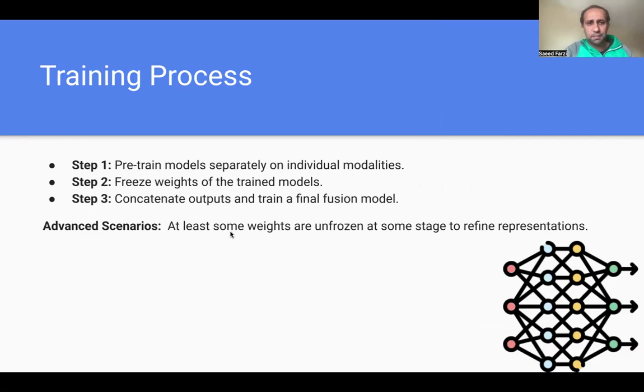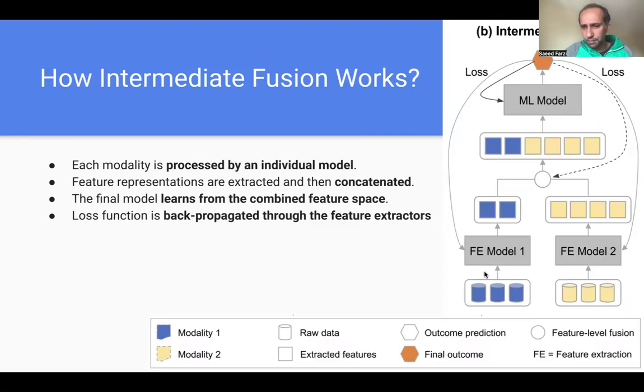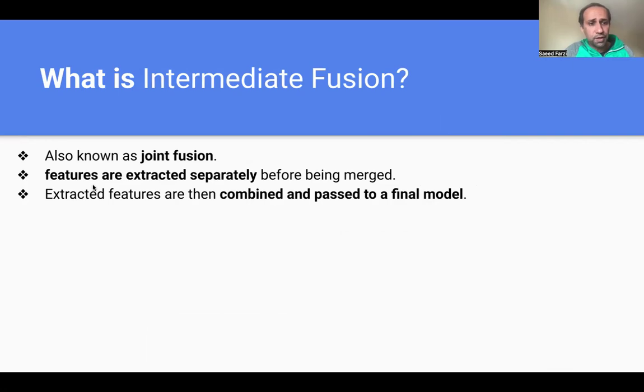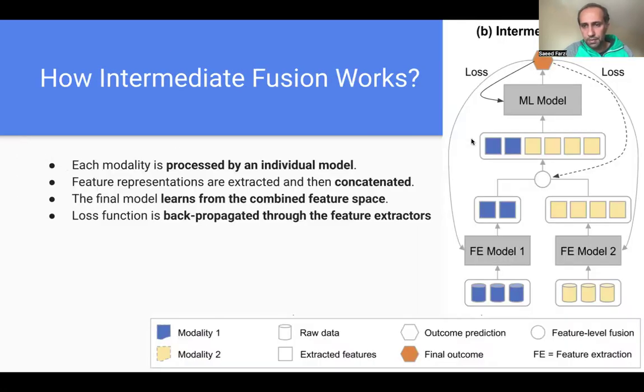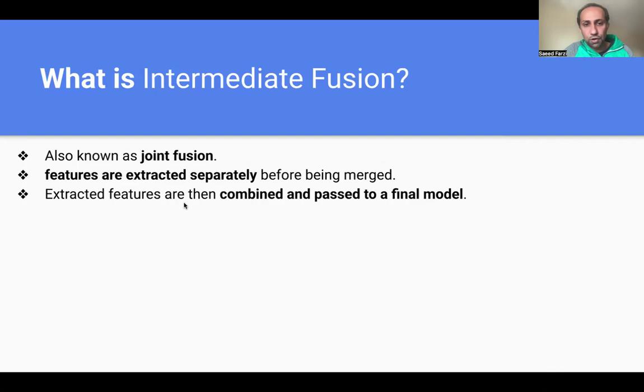Training process: pre-training models separately on the individual modality. Pre-training this model, this model. Features are extracted separately before being merged. You can see here, before they are merged. Extracted features are then combined and passed to the final model.